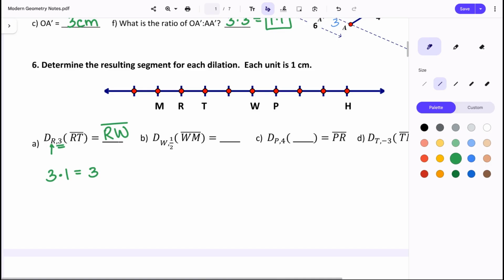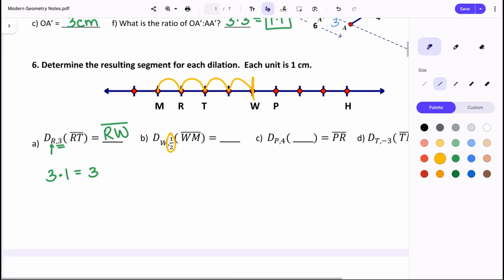Okay, B. What's my center? W. That means we're going to start at W. I'm just going to put a little dash through that letter so I kind of know this is where I'm starting. What's my scale factor? 1/2. So is it going to get bigger or smaller? Smaller. Now, what did I start with? W to what letter? M. Now that's going the opposite direction. Like we're going to the left, but that's okay. So I'm just going to count 1, 2, 3, 4.